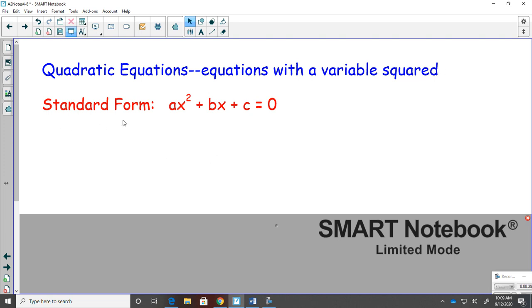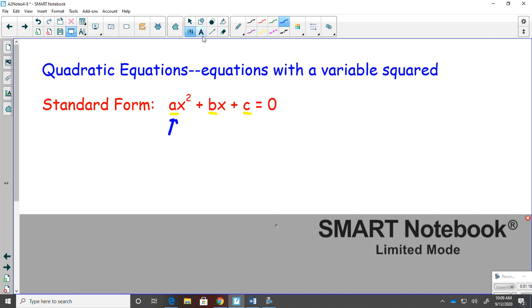Standard form is ax to the second plus bx plus c is equal to 0. The a, b, and c in this form are numbers. A is the coefficient of the quadratic term, b is the coefficient of the linear term, and c is just a plain number called the constant. So we're going to take time to write that down.